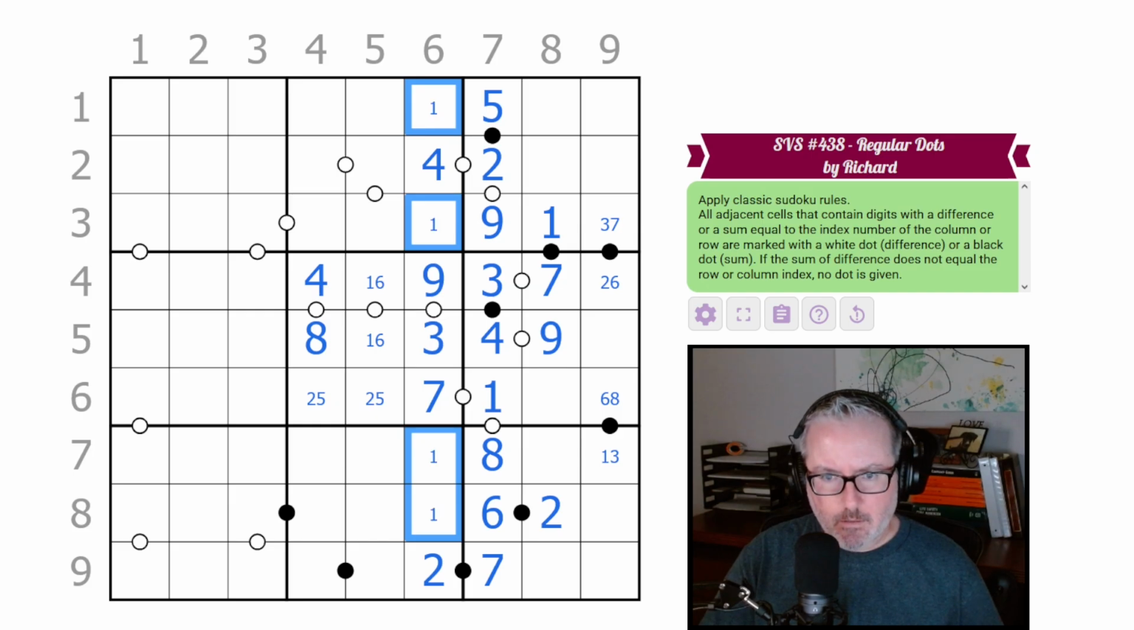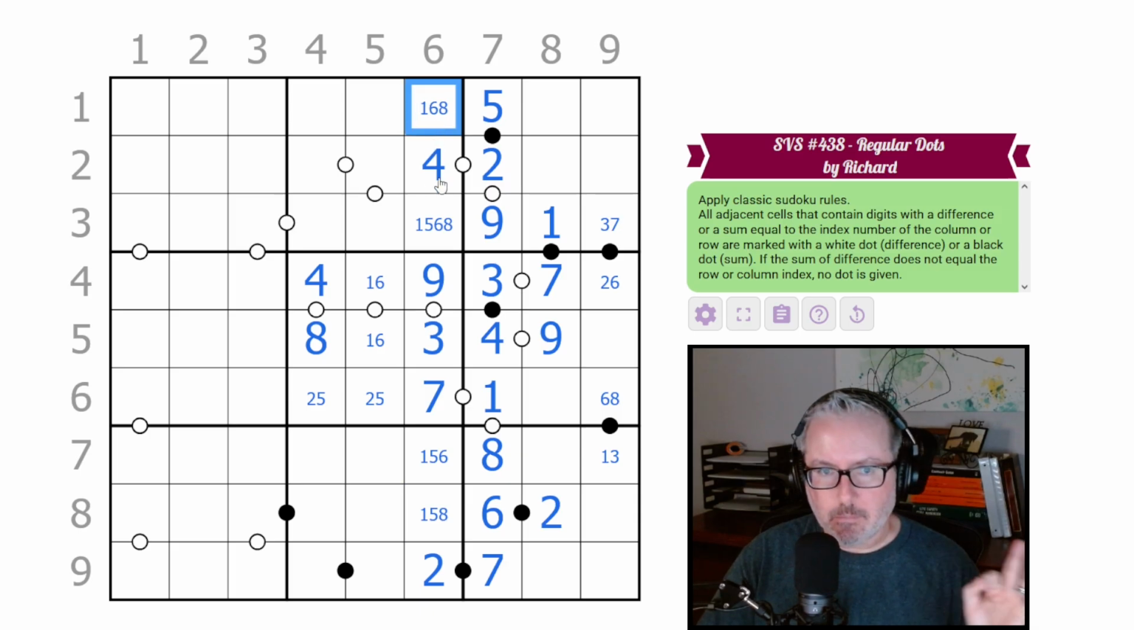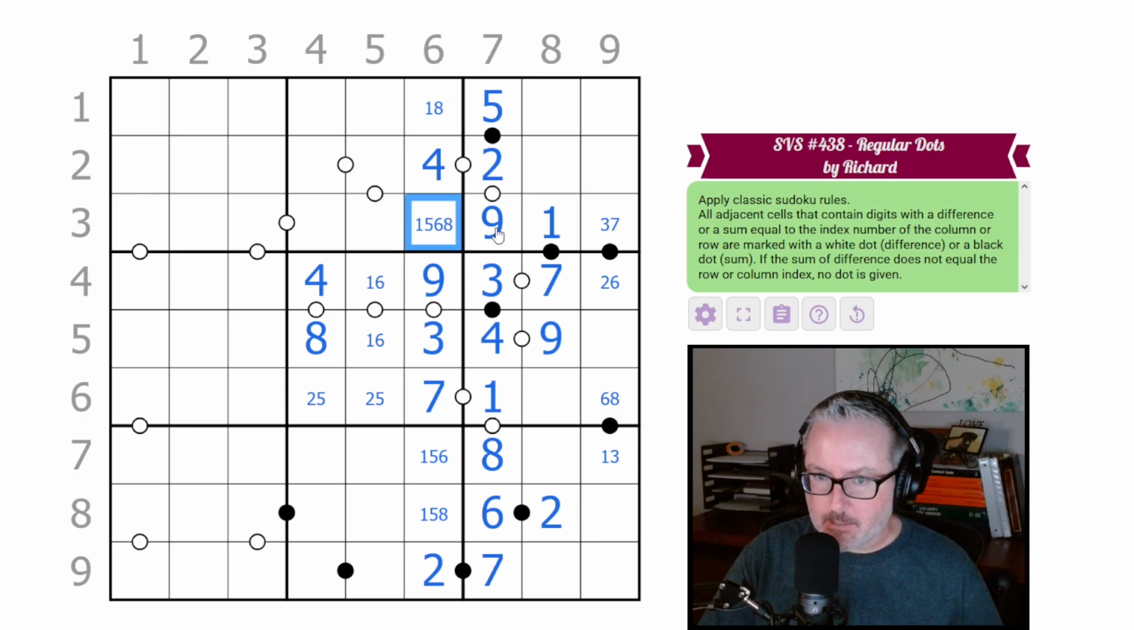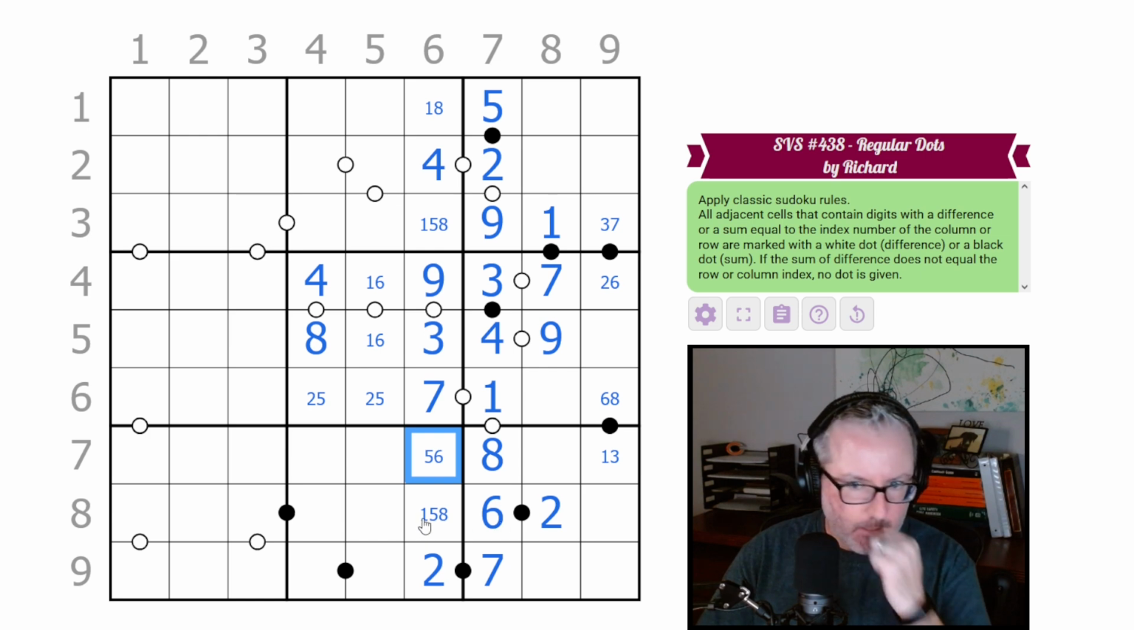Because 1, 5, 6, and 8. This can't be 8. This can't be 6. This can't be 5 just by Sudoku. This can't be 6 because these can't be 1 apart. This can't be 6 because these can't be 3 apart. Okay. This can't be 1 because these can't be 7 apart. And that seems to be the end of that.